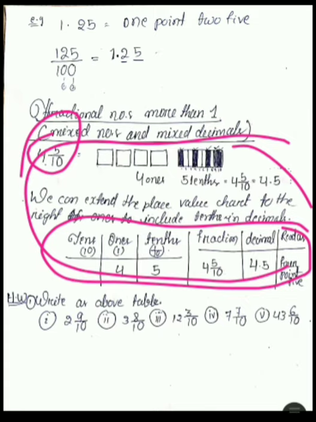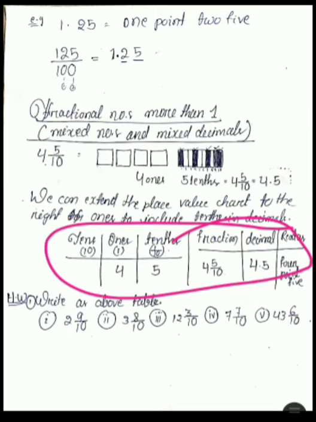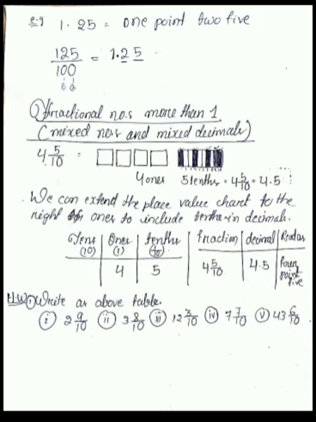Now students, what I have done here is I have made the table for this example. Same as that, your homework is to write as in the above table: 2 whole 9 by 10, 3 whole 8 by 10, 12 whole 3 by 10, 7 whole 7 by 10 and 43 whole 6 by 10. Write it as in this table what I have written. Okay. So students, this is the homework.